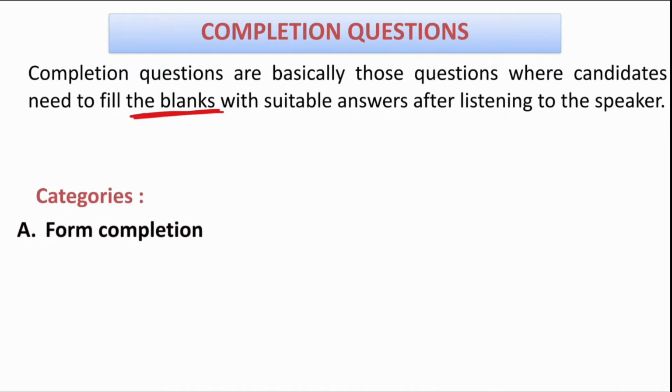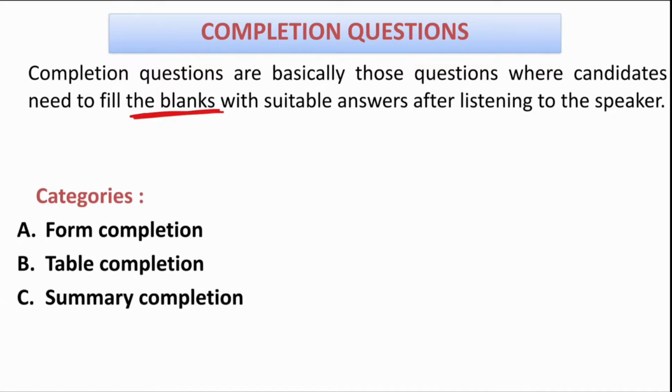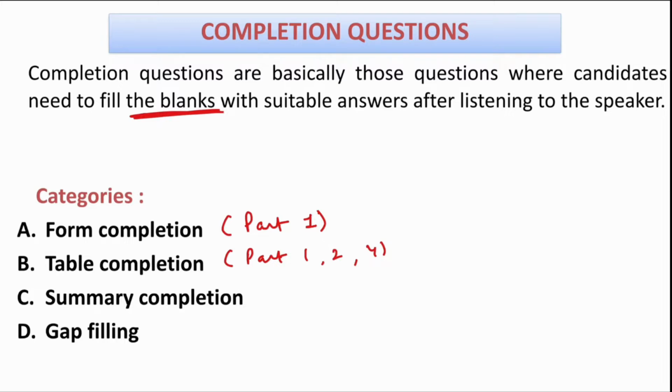First is called form completion, second is table completion, third is summary completion, and then gap filling. Basically, all these categories can come in any part of the listening test, but mostly form completion will come in part 1. Table completion will come in parts 1, 2, and 4. Summary completion will come in either part 3 or part 4, and gap filling can come in any part of the listening test.